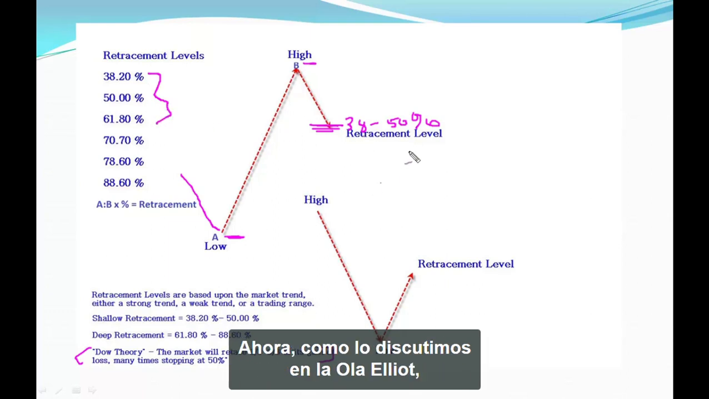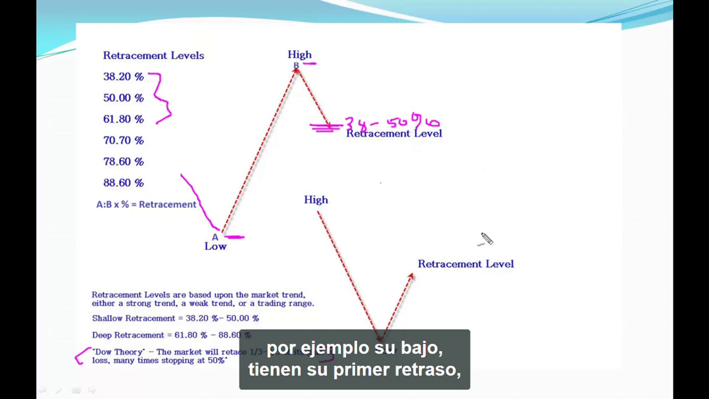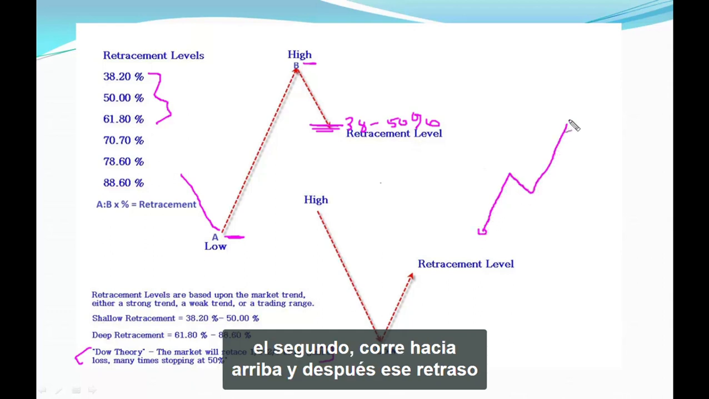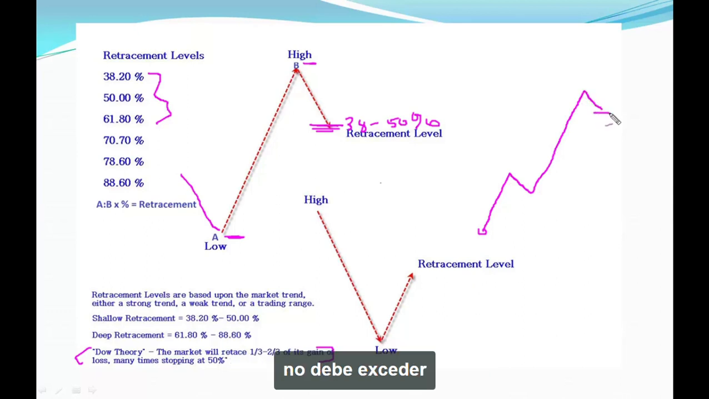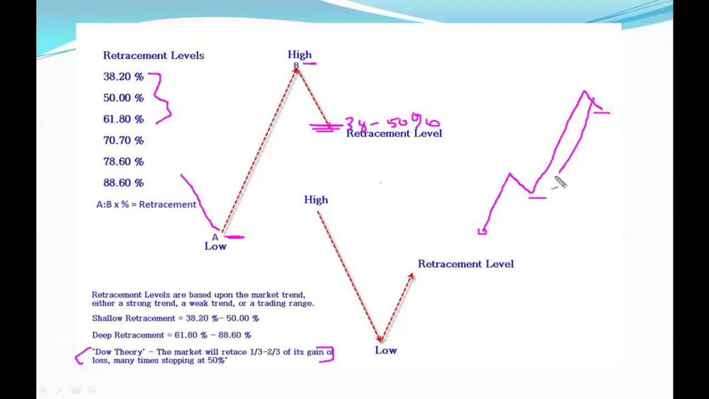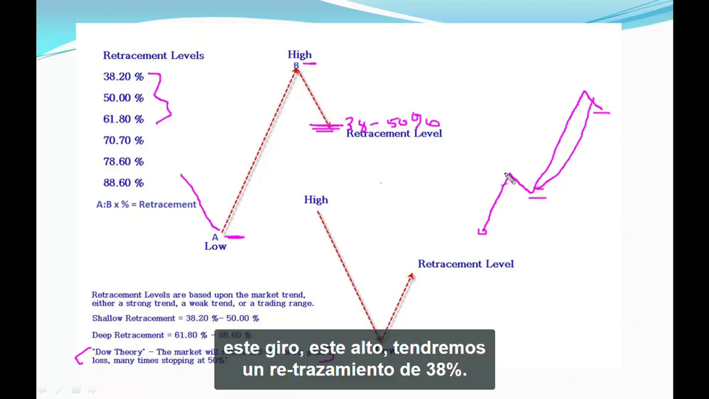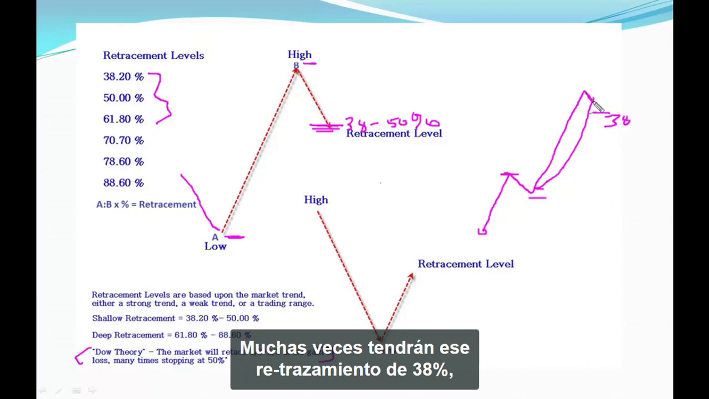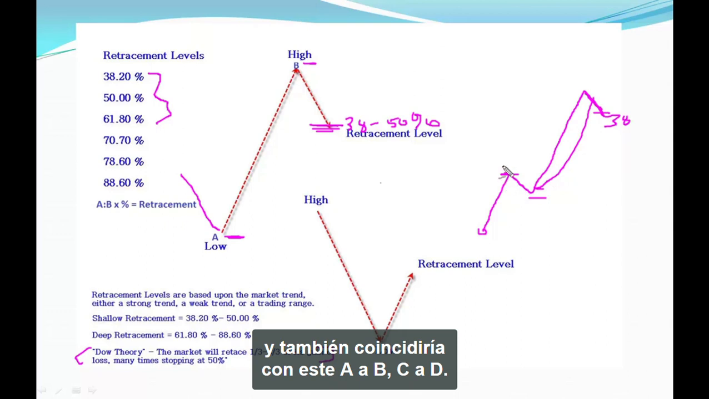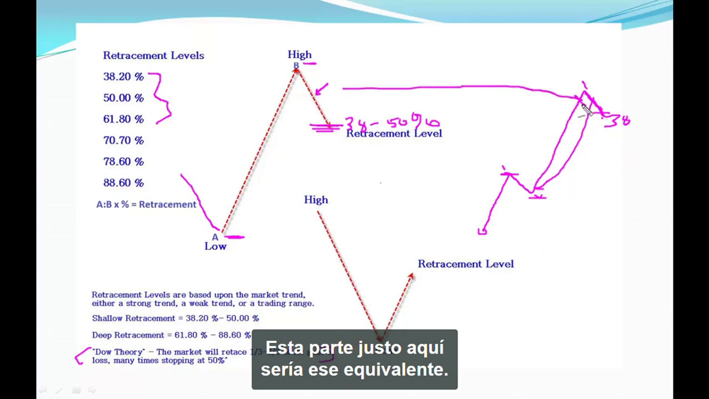Now, as we discussed in the Elliott wave, for instance, you have your low, your first pullback, the second pullback run up, and that pullback should not exceed this swing high, or 38% retracement. So many times you'll get that 38% retracement, and also it would match this A to B, C to D. This leg right here would be that equivalent.